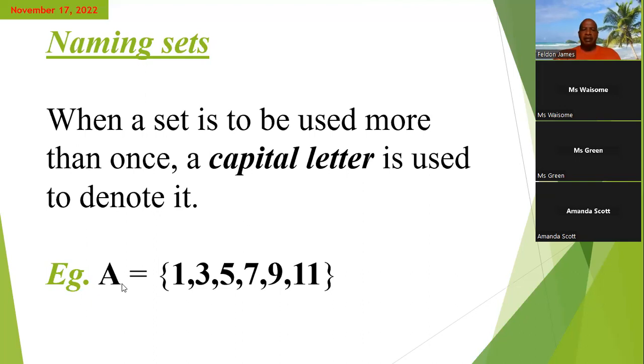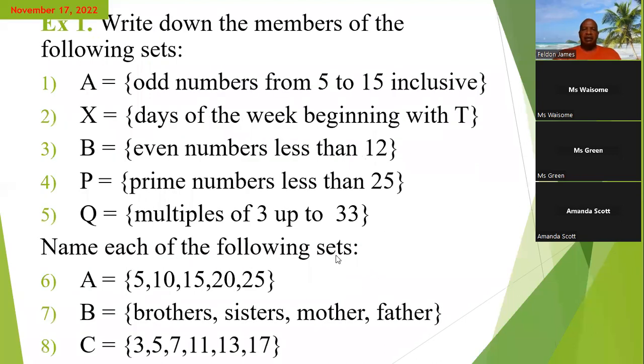Example, A, which is a capital letter, would be the set 1, 3, 5, 7, 9, 11. Now, we're going to jump into our first bit of exercise for sets. We're going to go through these orally. For the first exercise, you are to write down the members of the following set. In other words, you are to list them.